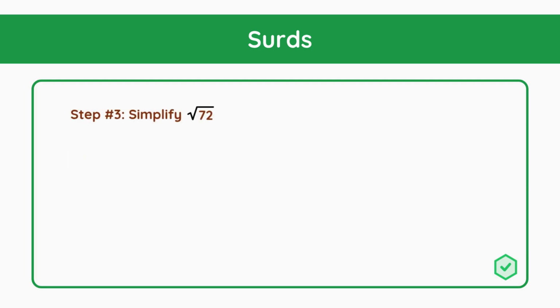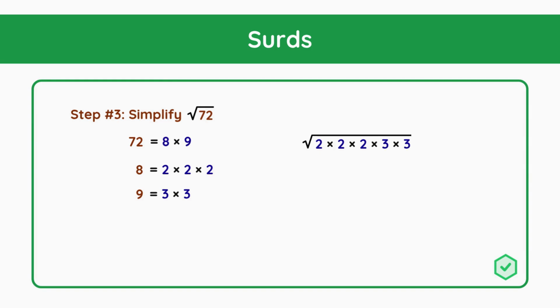Now let us simplify our third term, square root of 72. We break down 72. 72 can be written as 8 times 9. Now 8 can be written as 2 times 2 times 2 and 9 can be written as 3 times 3. Putting all of these together, the prime factorization of 72 is 2 times 2 times 2 times 3 times 3. Under the root, this is square root of 2 times 2 times 2 times 3 times 3.